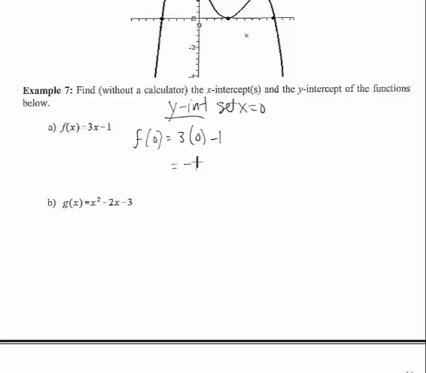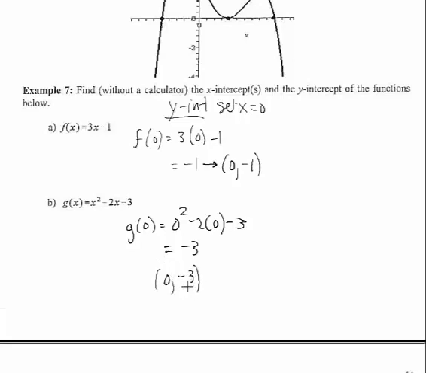So 0, -1 would be my y-intercept. For g of x, insert 0 for x. 0 squared is 0, -2 times 0 is 0, and I'm left with a -3. 0, -3 are the coordinates of my y-intercept. Now, the tricky one, x-intercept. y equals 0, or in other words, you can simply take the function notation f of x and g of x and replace them with zeros.